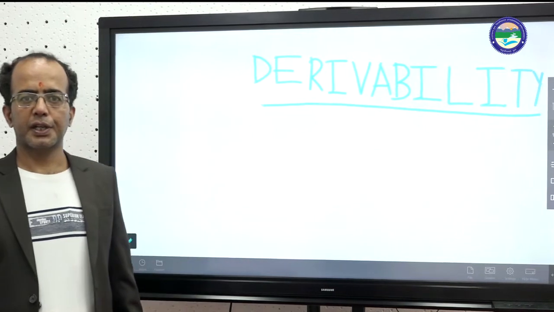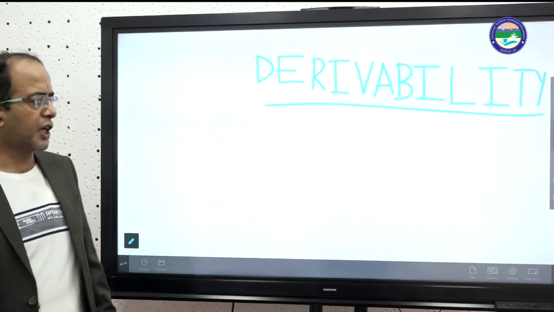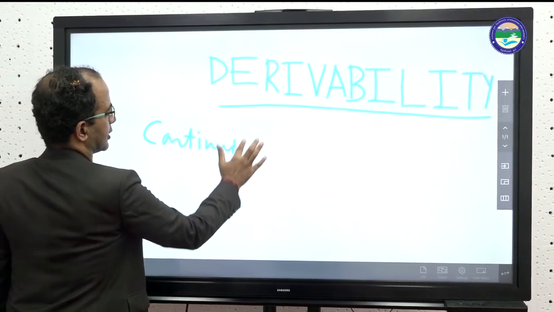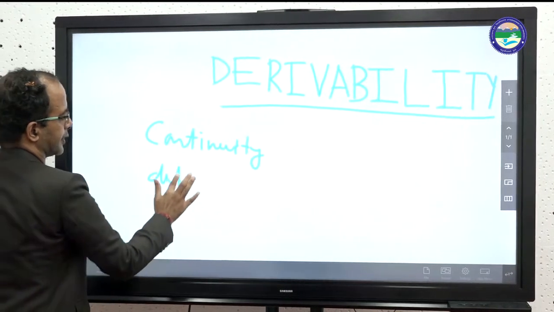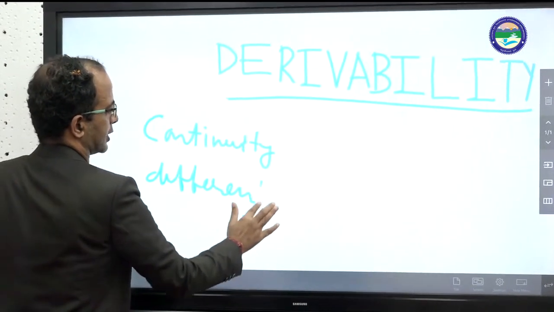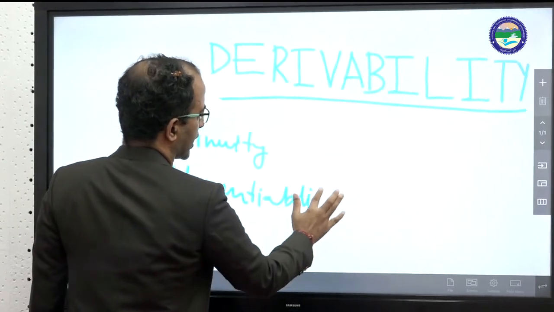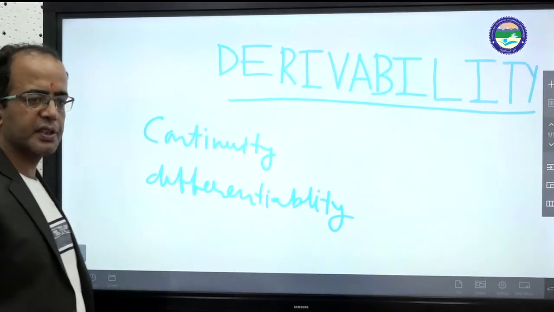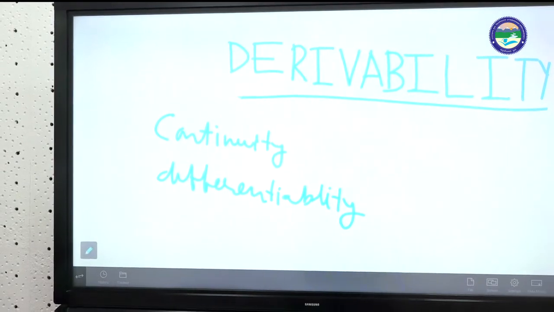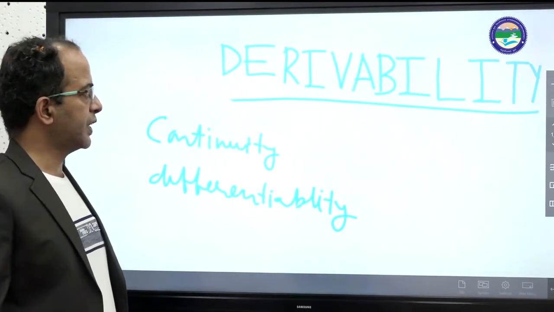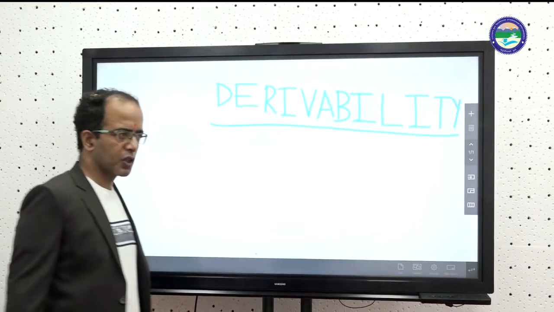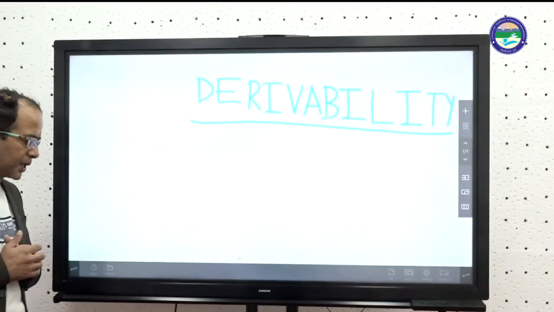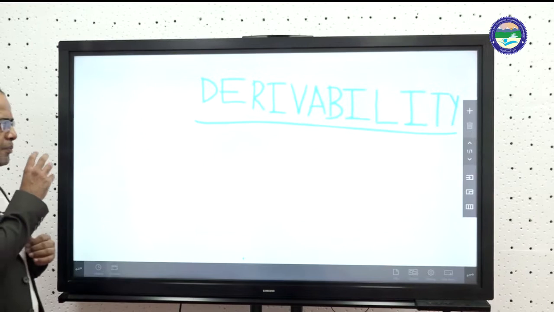Today's topic is derivability at a point, continuity, and differentiability. Differentiability or derivability are important topics of analysis. Now we are describing what is derivability at a point. First of all, what is differentiability or derivability? Derivability at a point. It is a basic lecture.